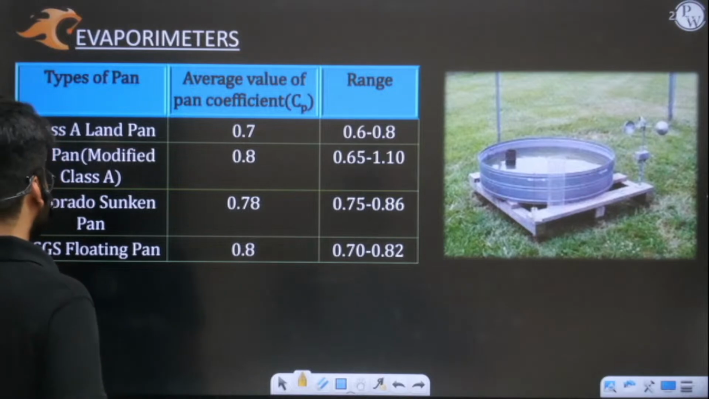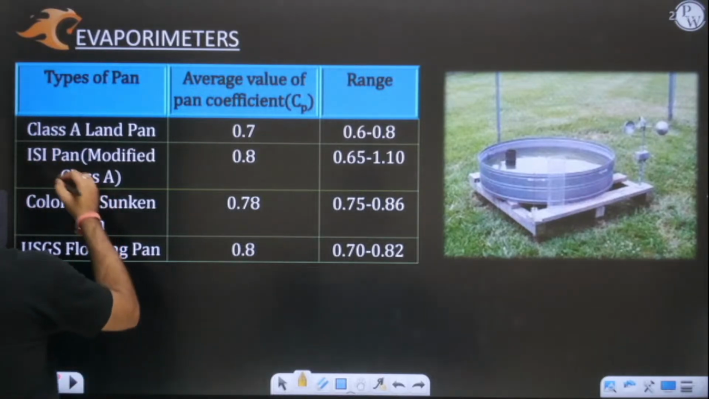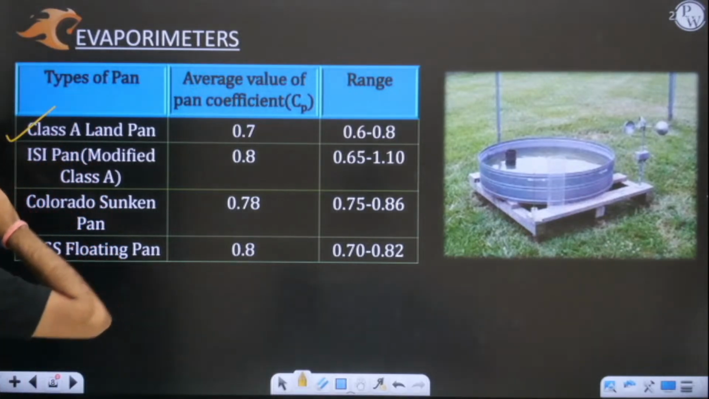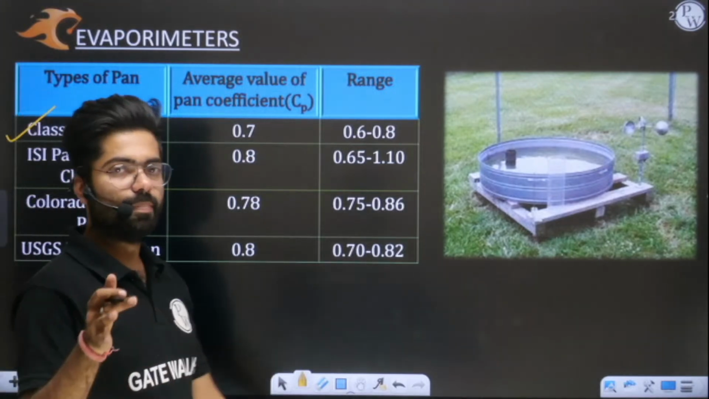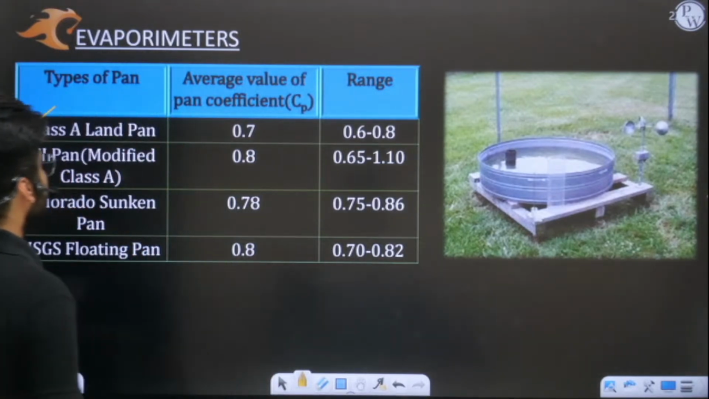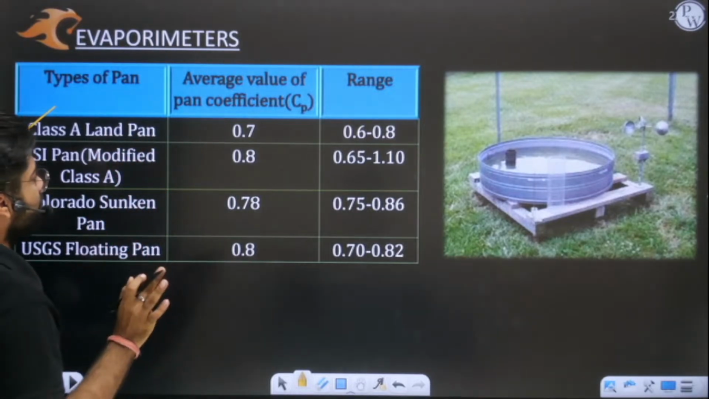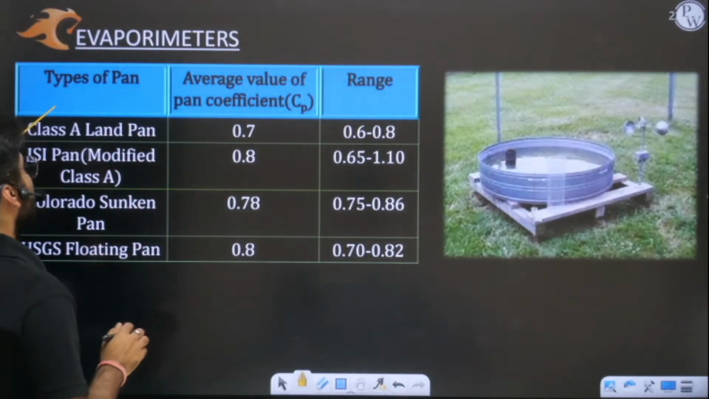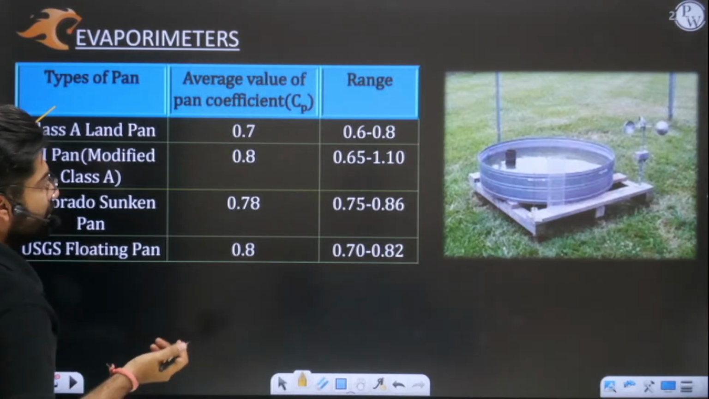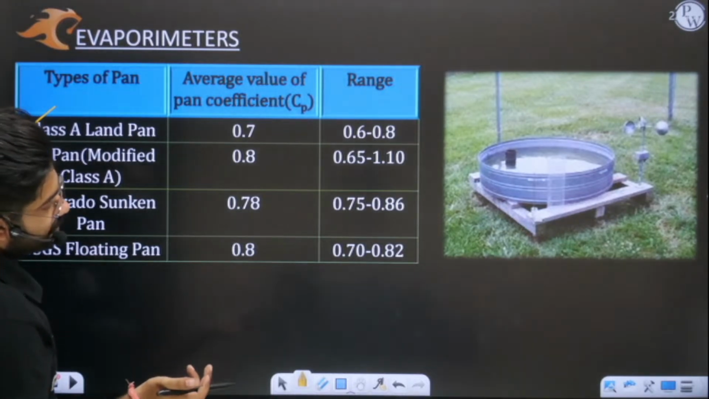So, sir, you are saying that class A land pan. See, this pan was invented in USA. Their meteorological department uses class A land pan. It is also known as US pan. This US pan is made out of GI sheet, galvanized iron sheet.